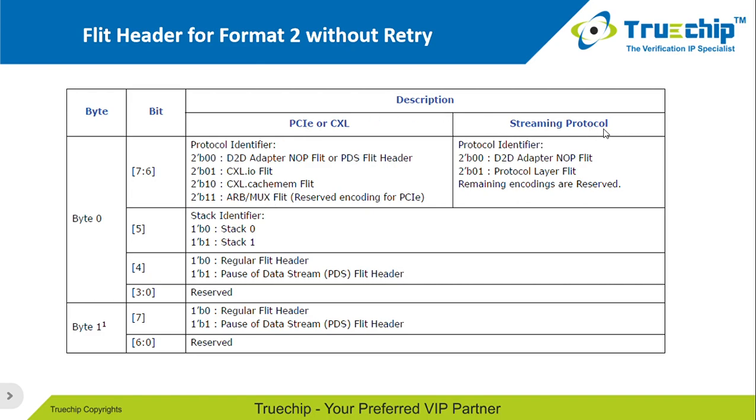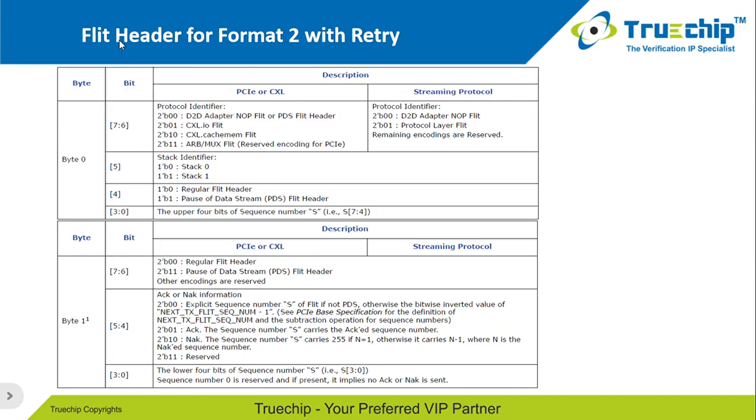Similarly, we can see for the streaming protocol, these 2 bits which are populated by the protocol define the protocol identifier, and this byte is populated completely by the adapter layer, where bit 7 tells us whether it is a regular flit header or a Pause of Data Stream flit header, and the rest of the bits are reserved. Similarly, we can see the flit header information for format 2 when retry is supported. These are the 2 bytes of the flit header, which tell us about the protocol identifier, stack identifier, ACK/NAK information, and similarly for the streaming protocol.